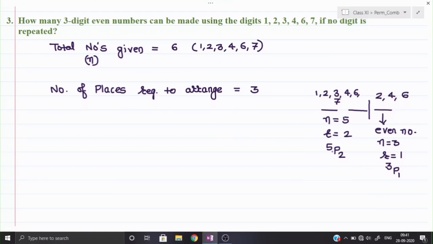So here, for the first 2 places the number of ways is 5p2, and for the third place the number of ways is 3p1. It doesn't matter, we will multiply both of them, since 5p2 is the combined ways for the first 2 places. So 5p2 and 3p1 we have to multiply to get the total number of ways. You can say that it is looking a little difficult, but don't worry, you will get used to this question, because in combination also such techniques will be applied.